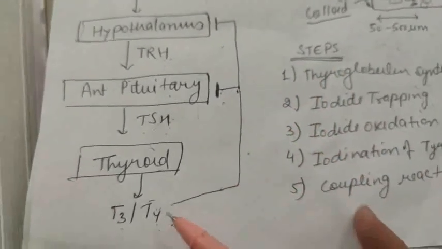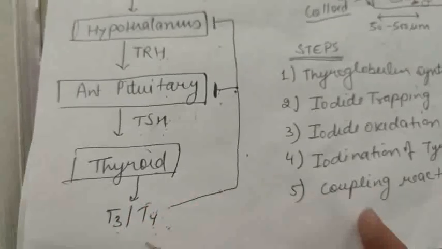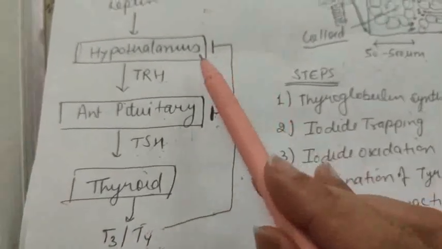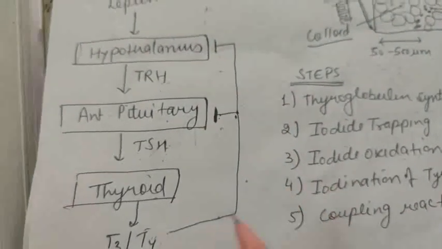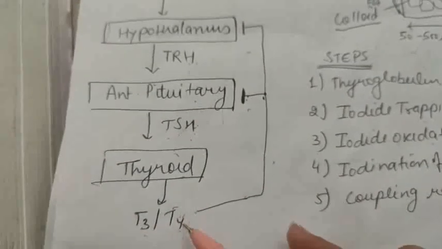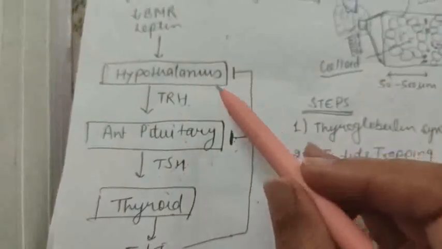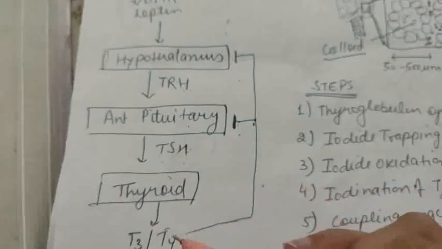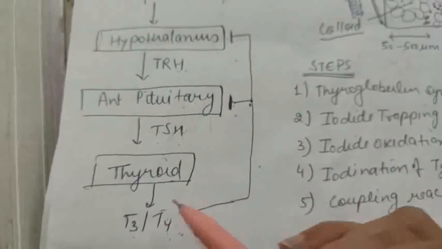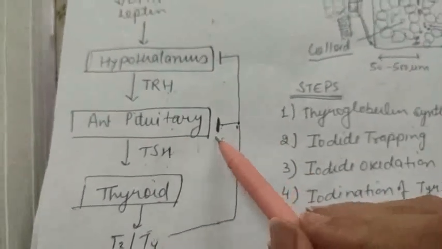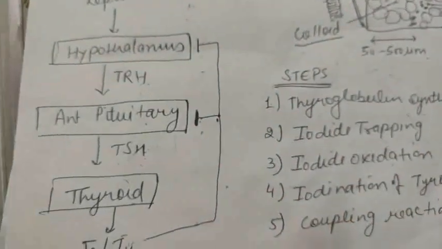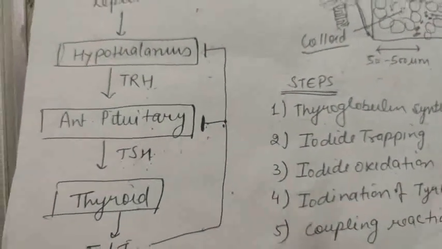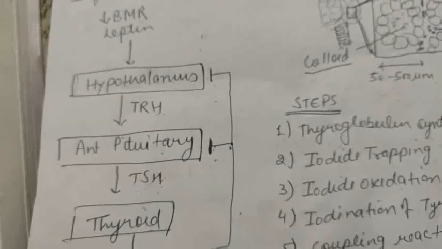Every product has a negative feedback mechanism: whenever its concentration increases, it inhibits further stimulation of secretion. So an increase in T3 and T4 will inhibit TSH secretion and inhibit TRH secretion. This is how the regulation occurs. Regulation can be asked separately.